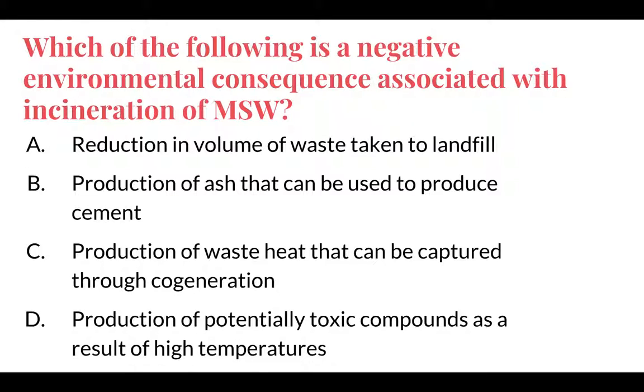And the correct answer is D, the production of potentially toxic compounds as a result of high temperatures. So you're looking here, the key word in this question is negative environmental consequence. So notice that several of these things are positive. We've got reducing volume of waste, producing ash that can be used to produce cement. They put a positive spin on that one. And then producing waste heat that can be captured through cogeneration. So all of those would be positive things. And the question is asking you to find a negative consequence. So the potentially toxic compounds are going to be your negative consequence.